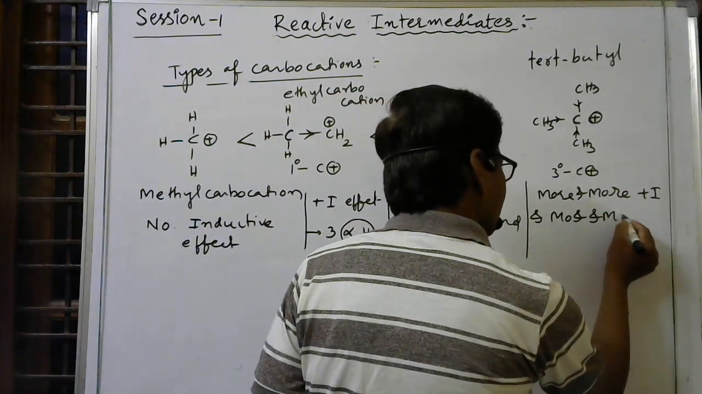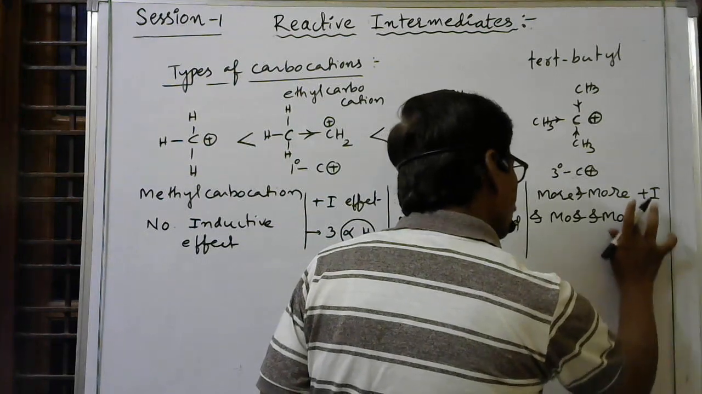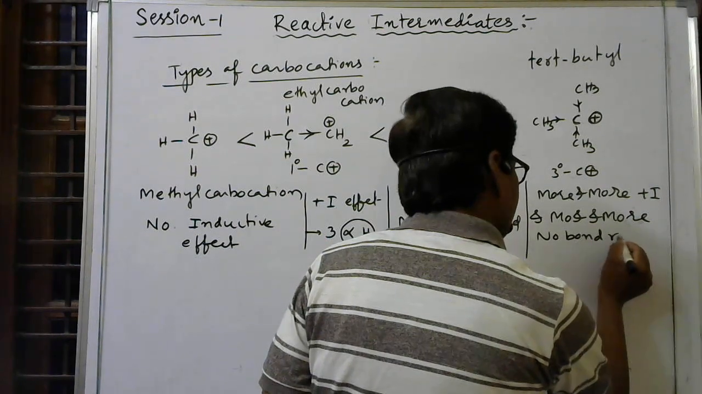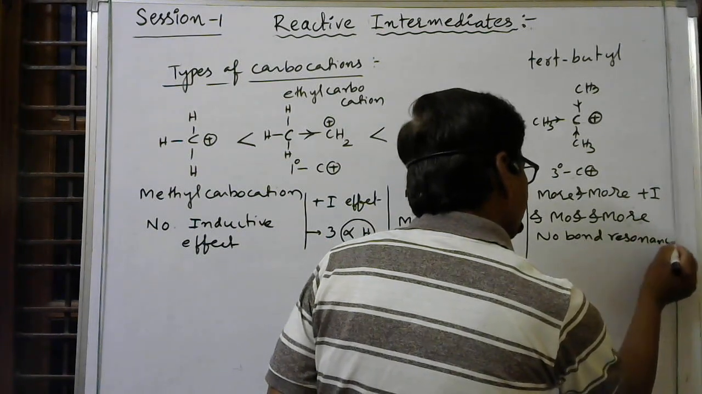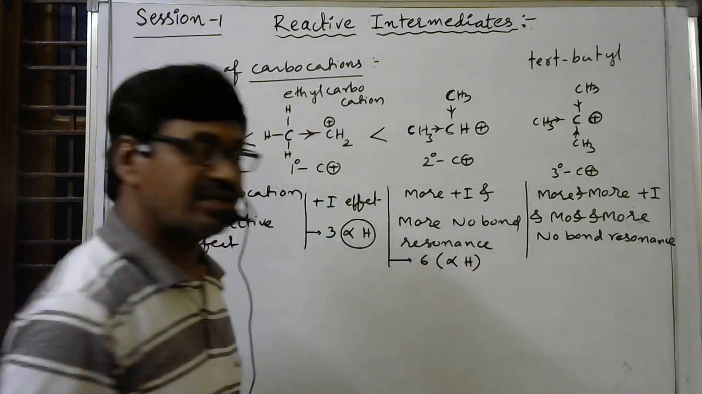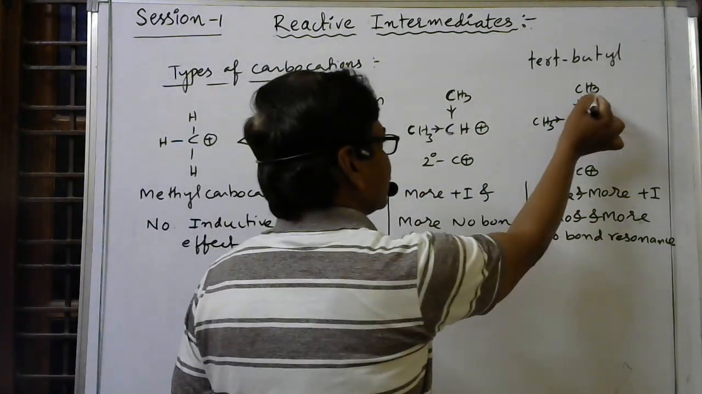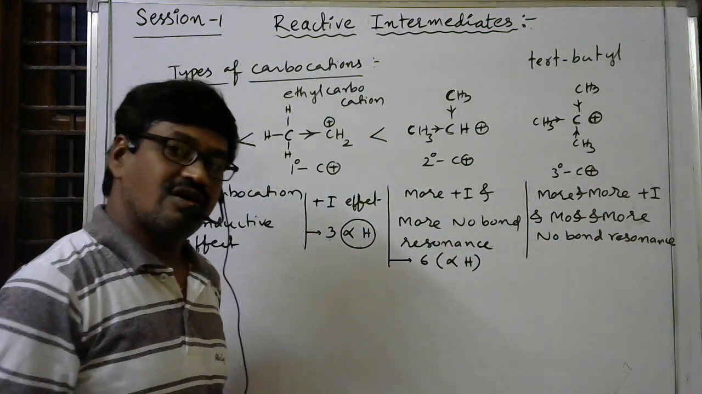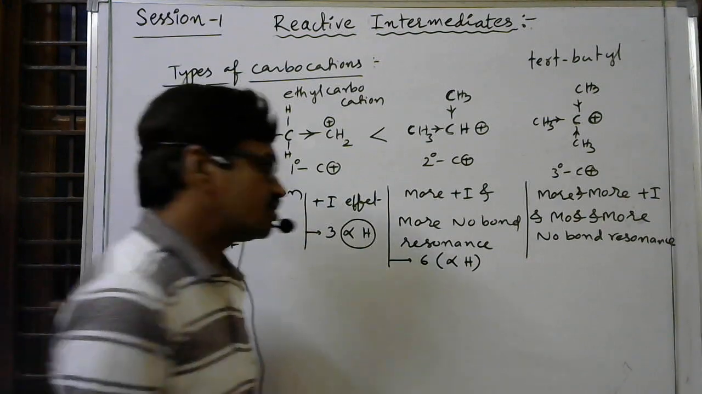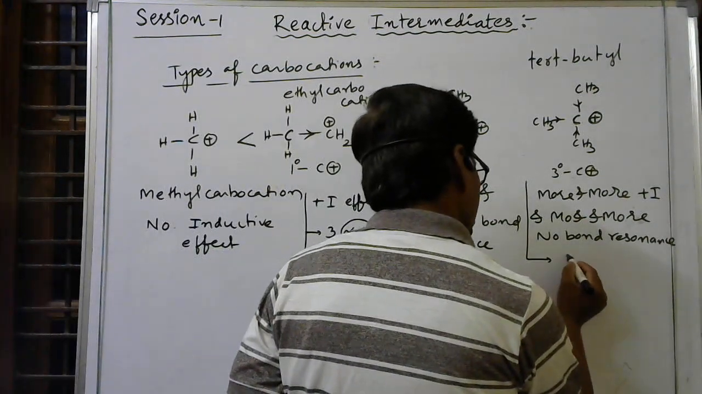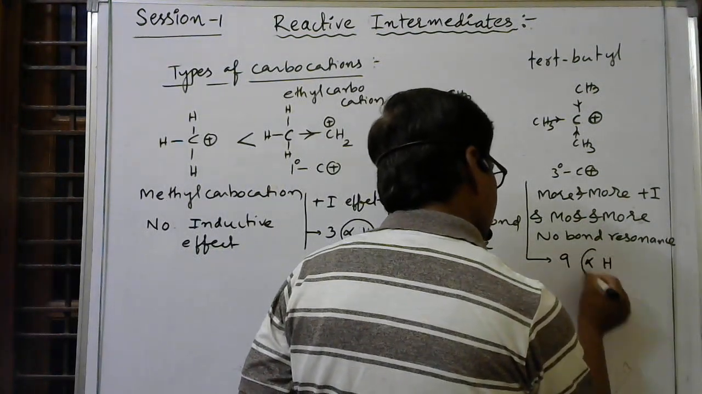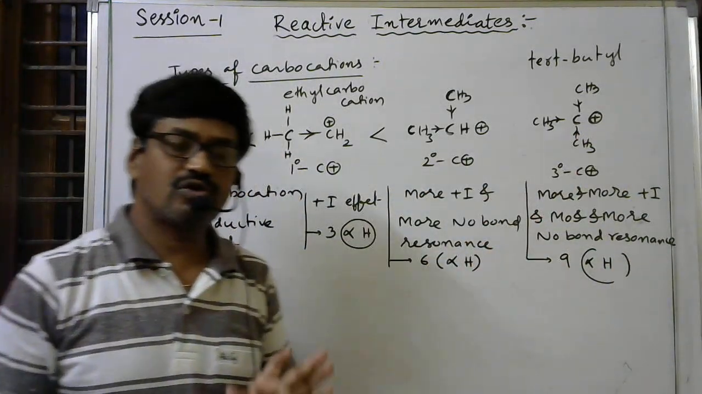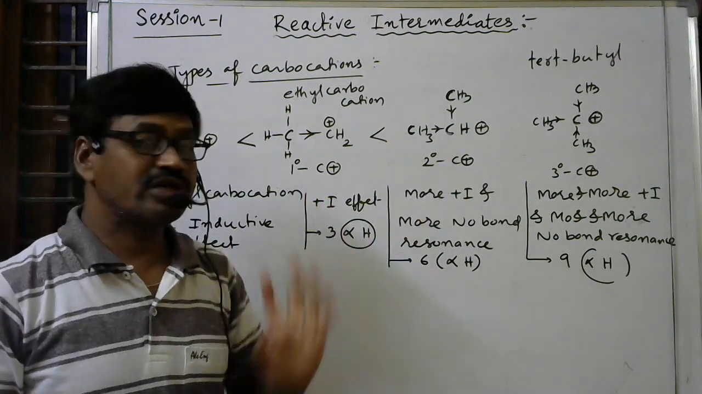So compared to this, here more inductive effect, and more and more hyperconjugation. Why more and more? Because compared to this, here three hydrogens, here three hydrogens, here three hydrogens. Three alpha carbons are present, and on each carbon atom three alpha hydrogens are present. So in total nine alpha hydrogens are present. So here the positive charge is more and more compensated, so it is more and more stable.